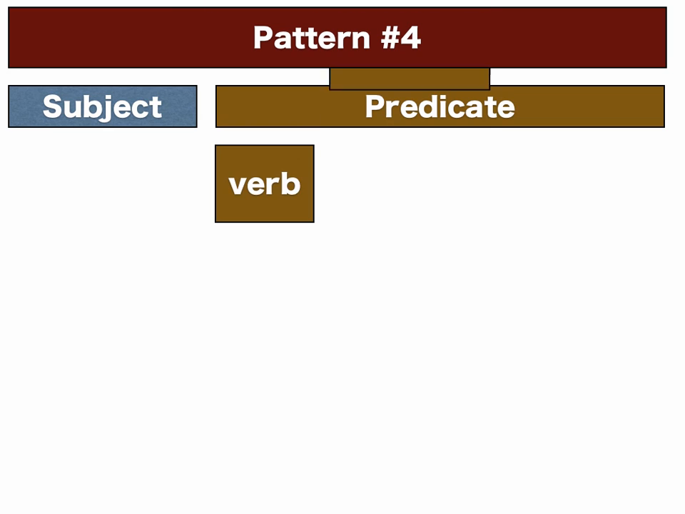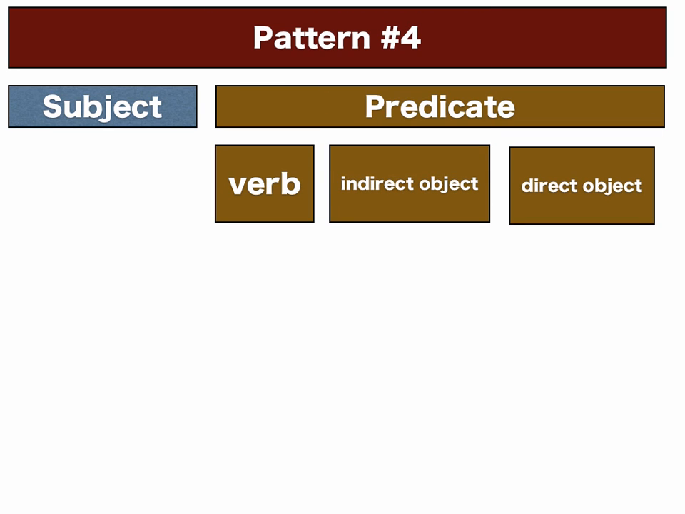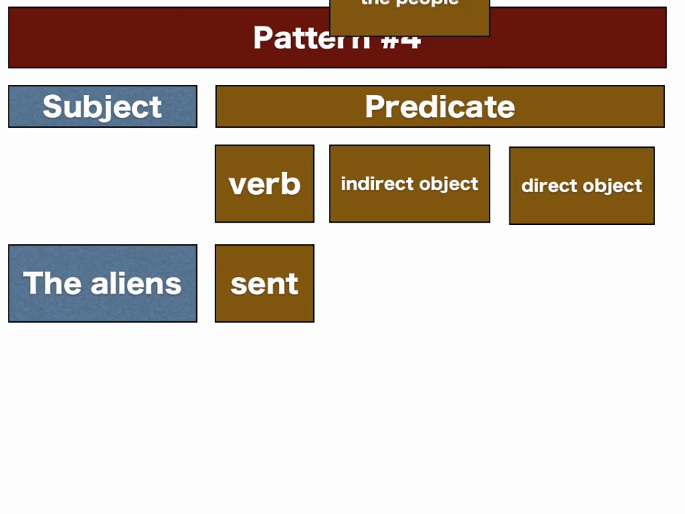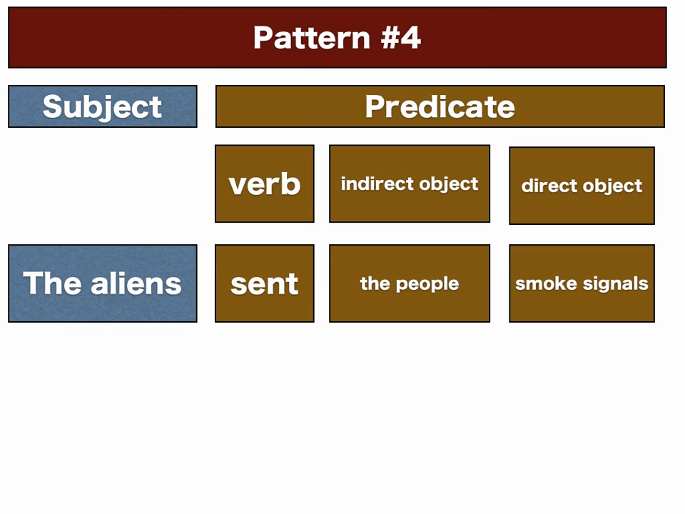But pattern 4. Again, all sentences are broken down into a subject and a predicate, but in this case we're going to have a verb, an indirect object, and a direct object, like the aliens sent the people smoke signals. What did the aliens send? They sent smoke signals, so that's the direct object. That's what the aliens are directly doing. Indirectly, they're sending it to the people. So that's the indirect object.